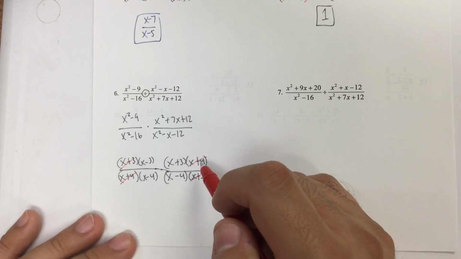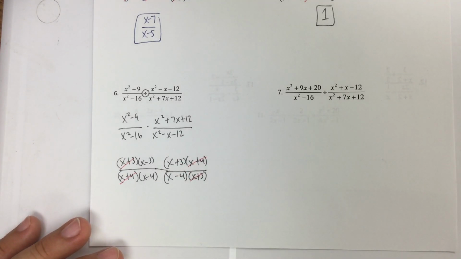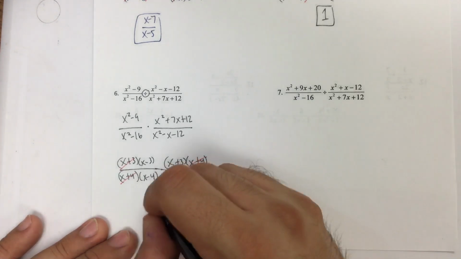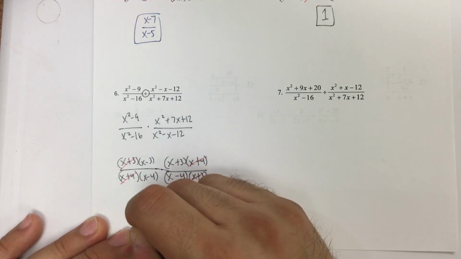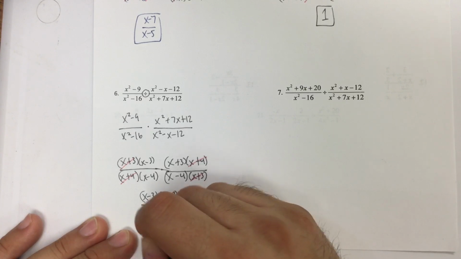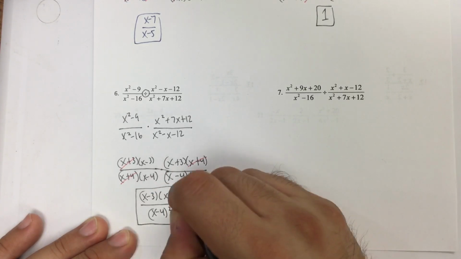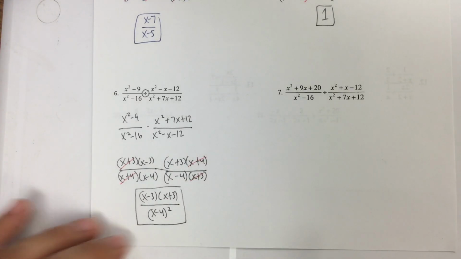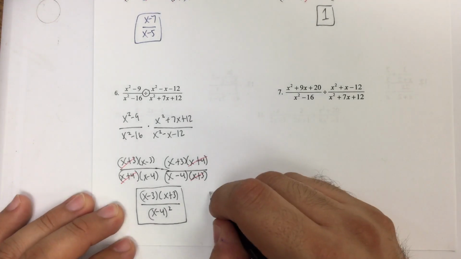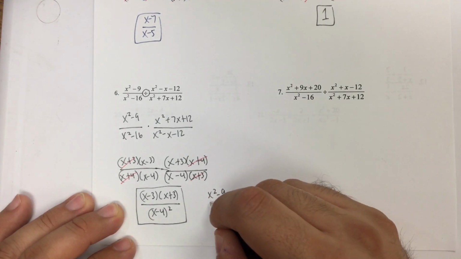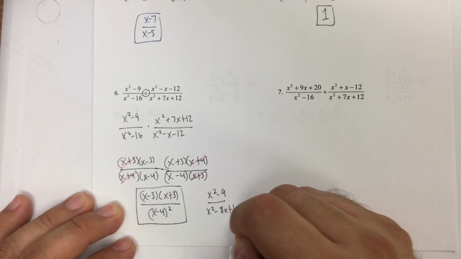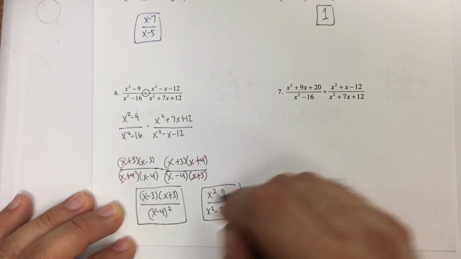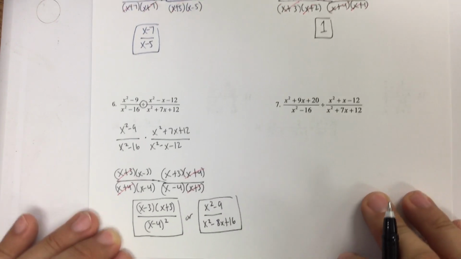4, x plus 3. All right, so from here, it looks like we have, as our final answer, x minus 3 times x plus 3 divided by x minus 4 squared. And once again, you could always multiply those out if you wanted to. You could FOIL it out and get x squared minus 9 over x squared minus 8x plus 16. You could also do that if you wanted to.